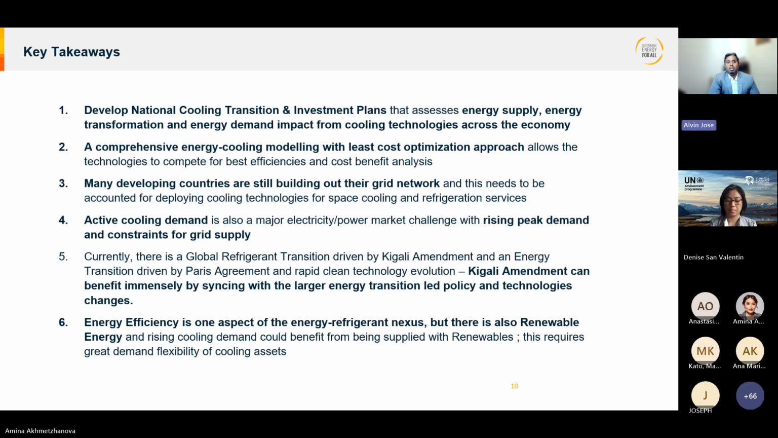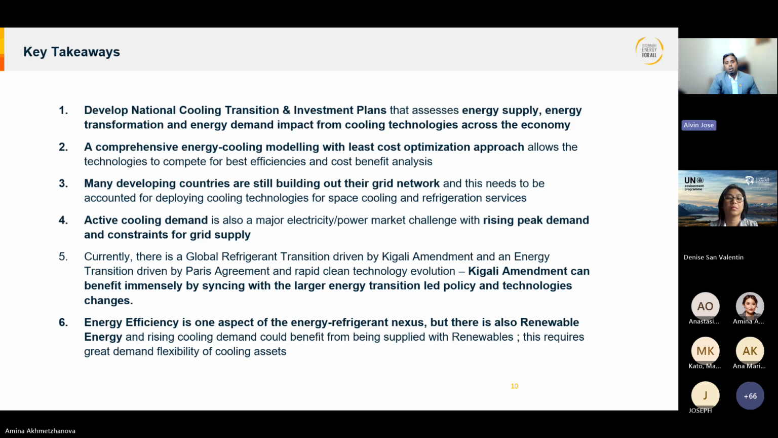So this is also a key part of this transition story. Many of the developing countries that we are right now working with, in fact most of the EMDEs, are still building out their grid networks and strengthening them. So this needs to be accounted for while deploying technologies for space cooling and refrigeration services. In NDCs, don't think of health and food security only as an adaptation. It has a real mitigation challenge as well. There is certainly a human angle to it, but there are big real-world costs in terms of investments that you're going to be looking at.